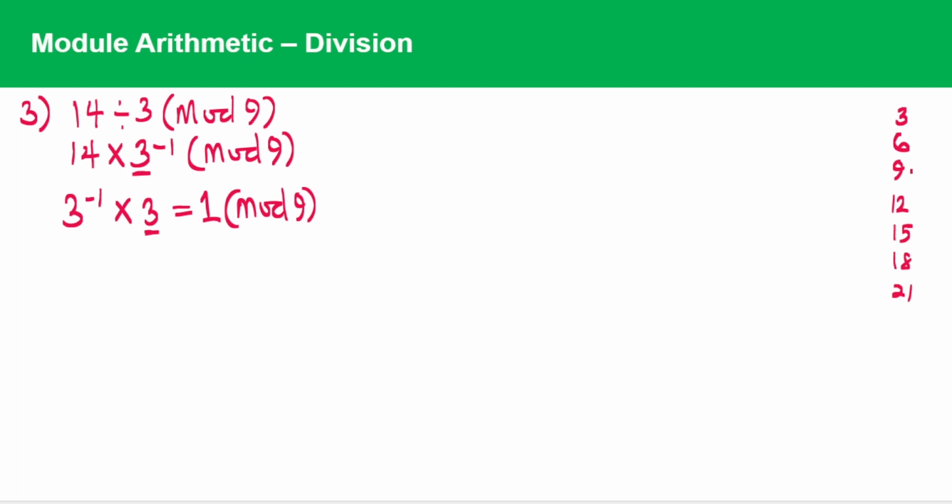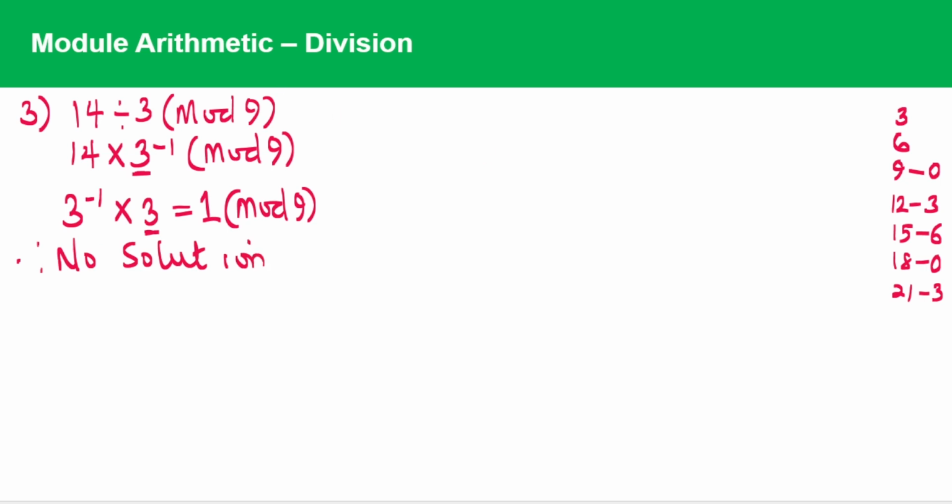Now, if we divide 9 by 9, we'll get a remainder of 0. 12 divided by 9 will give us a remainder of 3. 15 divided by 9 will give us a remainder of 6. And 18 divided by 9 will give us a remainder of 0. 21 divided by 9 will give us a remainder of 3. So you see, we keep having a cycle of 0, 3, 6, 0, 3, 6, 0, 3, 6. So we will never get a remainder of 1 in mod 9. Therefore, 3 to the power of minus 1 does not have any multiplicative inverse in mod 9. And as such, there will be no solution to this problem.